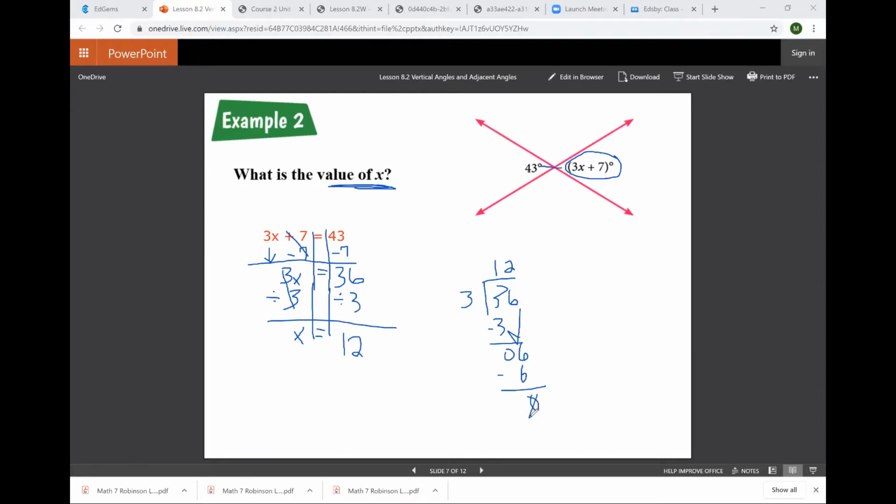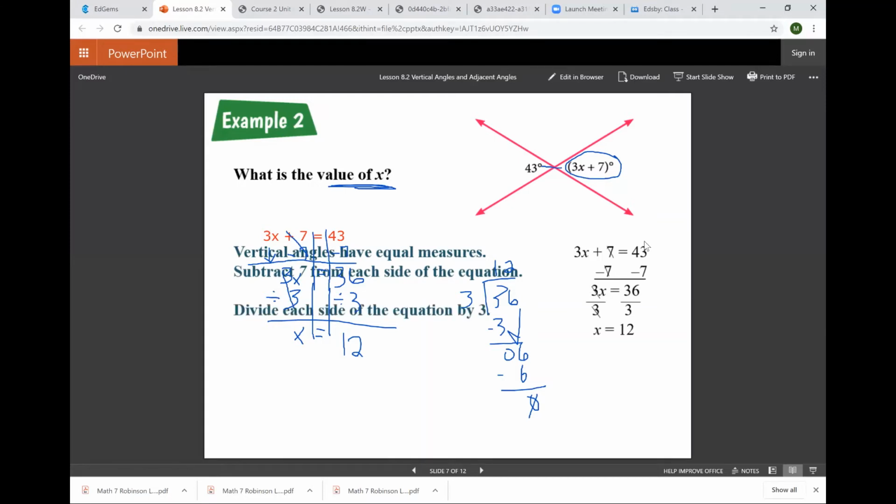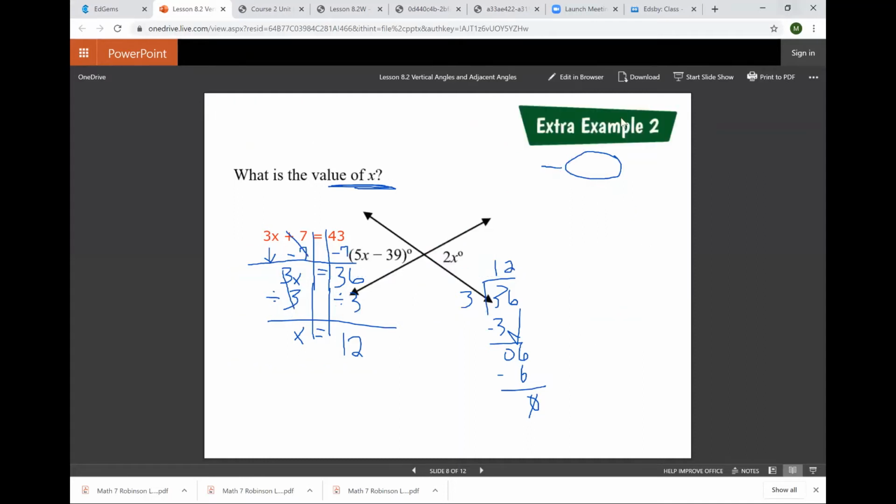All right. And they're going to show you it too. There it is again for you. Value of x is 12. All right, let's clear it.